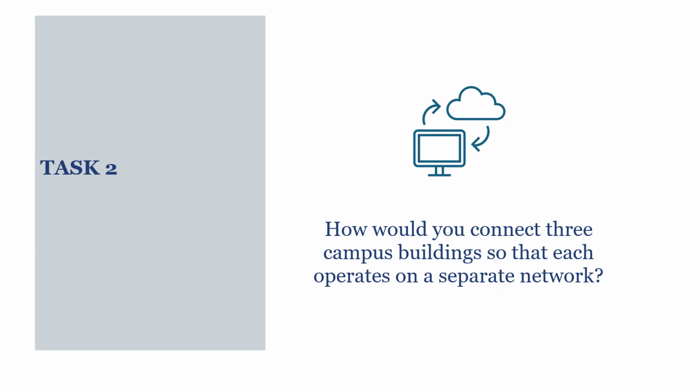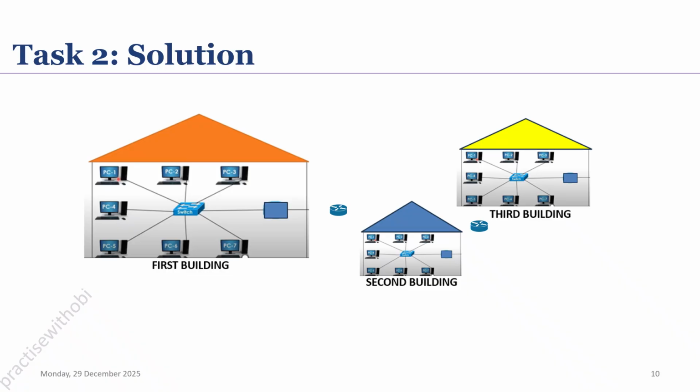Task 2. How would you connect 3 campus buildings so that each operates on a separate network? Since the 3 networks must be on different networks, you only need a router. However, if you would like to be on the same network, you use a switch.